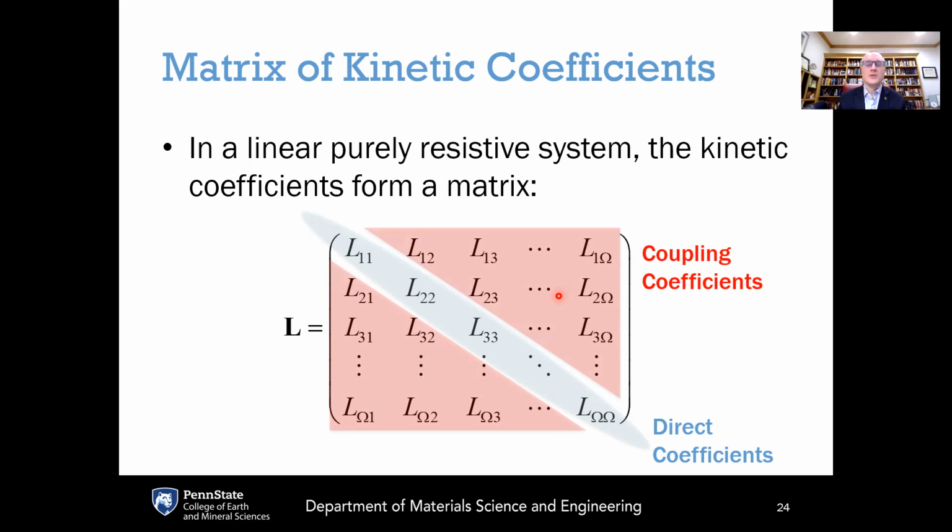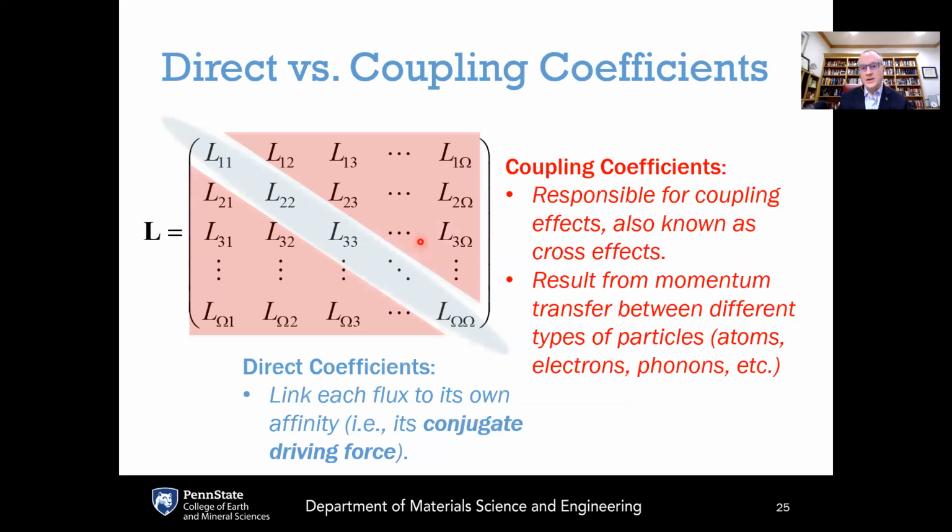So for example, we're going to cover some examples later in the lecture, but an example would be maybe creating an electrical current if you impose a thermal gradient on the system. This is called the Seebeck effect. Or piezoelectricity. If you perform mechanical work on the system, you can generate electricity. It's conversion between different types of energies or transfer of momentum between different types of particles that leads to these coupling effects where an affinity in one type of thermodynamic quantity can lead to a flux in another type of quantity.